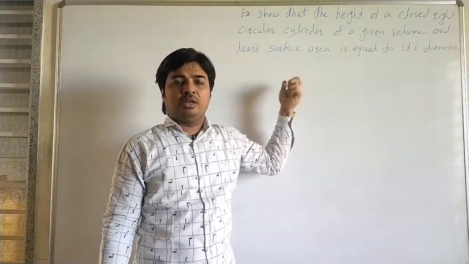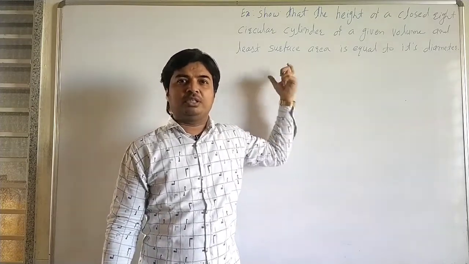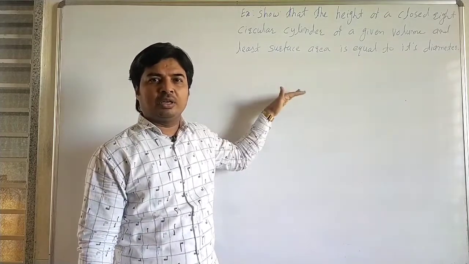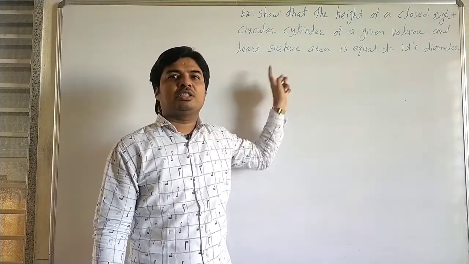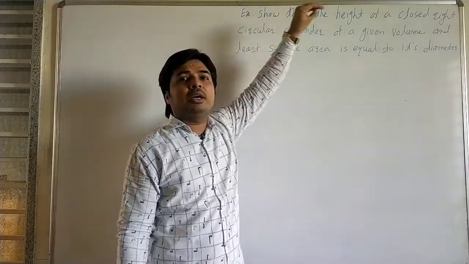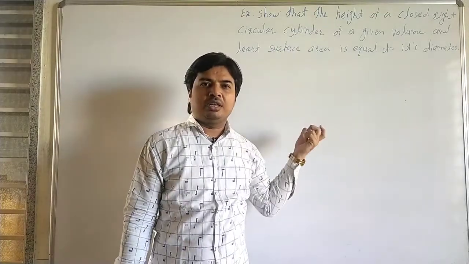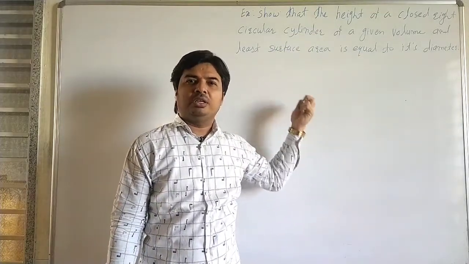In the last example, area and least perimeter were given, that is, area is a constant; the area of the rectangle was given, and we took x into y is equal to a. Here the volume of a right circular cylinder is given. Therefore volume of the cylinder is pi r square h and V is a constant.